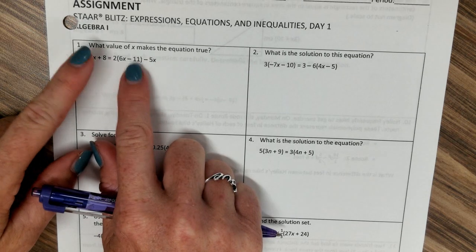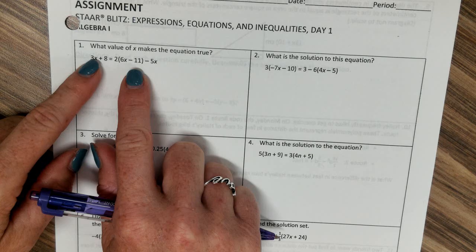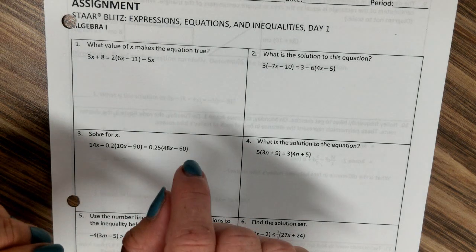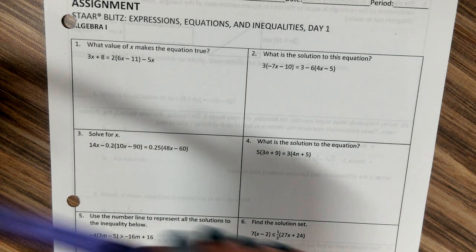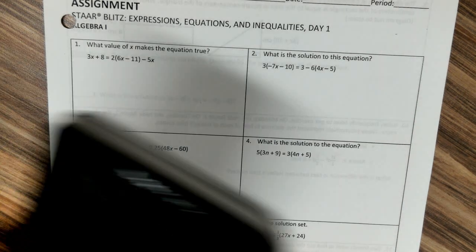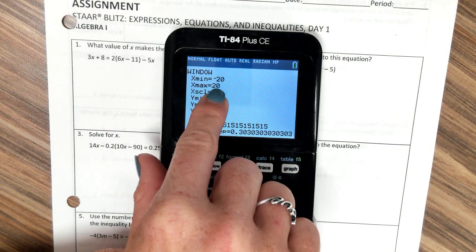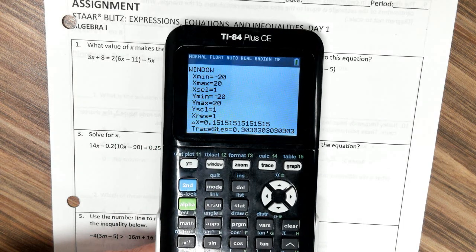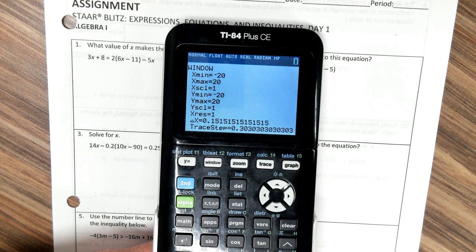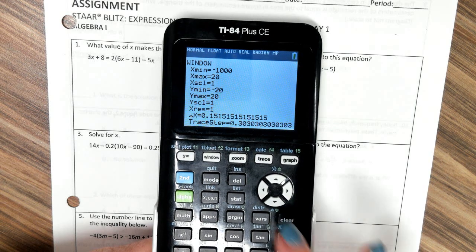But let's put this in our calculator. What's the first thing you need to check when you're solving equations in your calculator? What if it can't see the answer? Your windows. Yes, your X minimum and your X maximum, your Y minimum and your Y maximum. So just remember that when your windows are set small, right now my answer would have to be between negative 20 and 20. So if the answer's 30, my calculator can't see it. So when you're solving equations, you might want to set this very, very big. You can literally do negative 1,000 to positive 1,000.